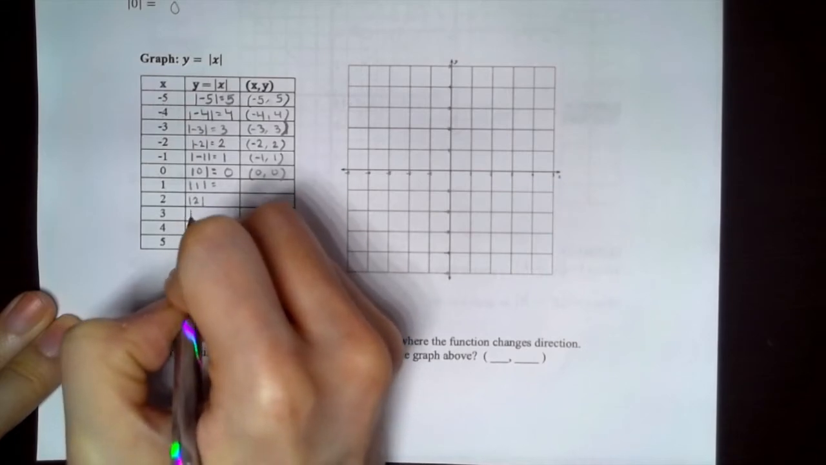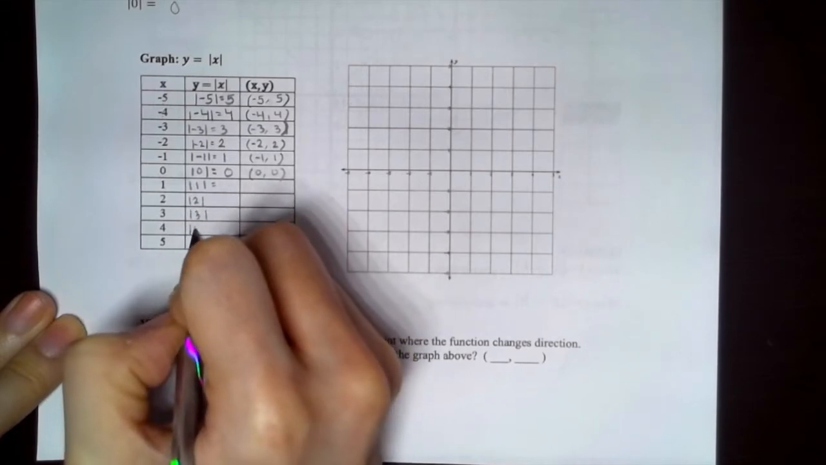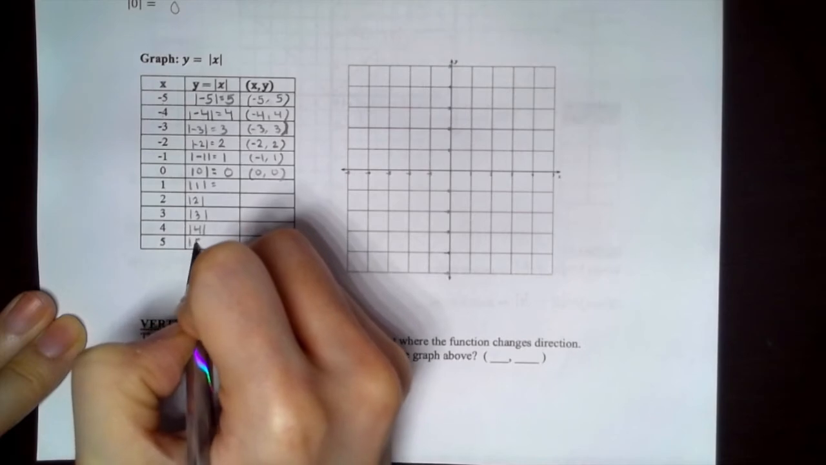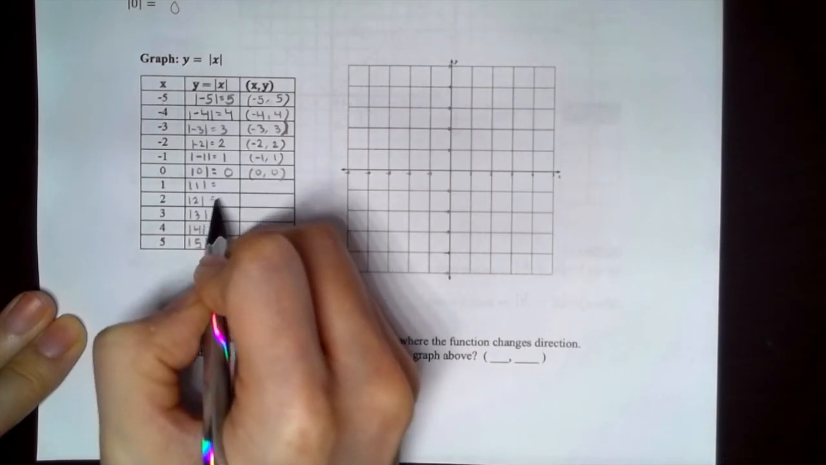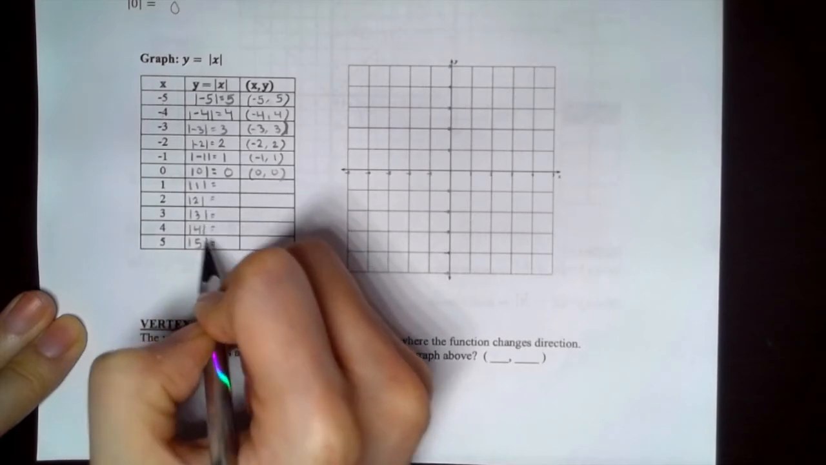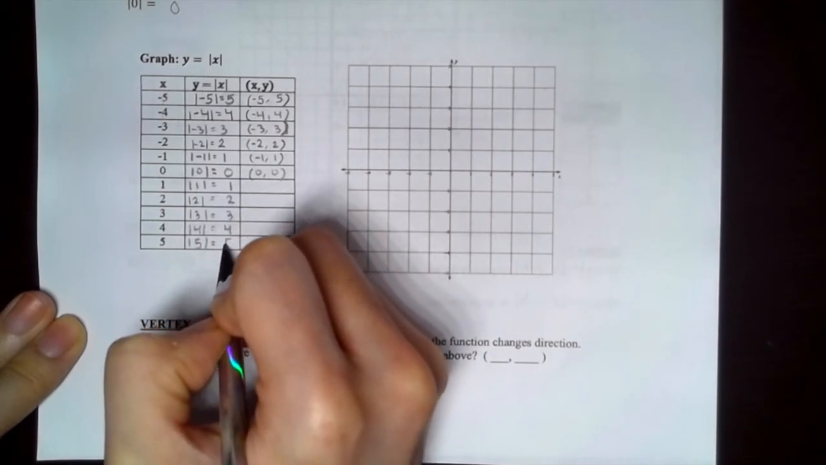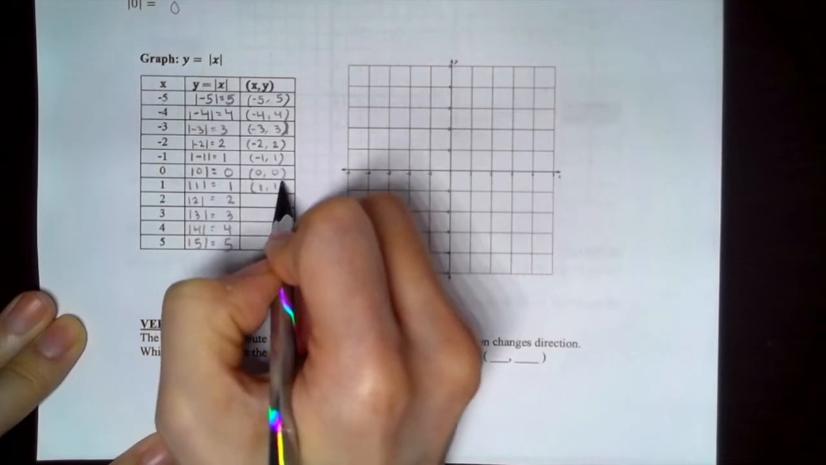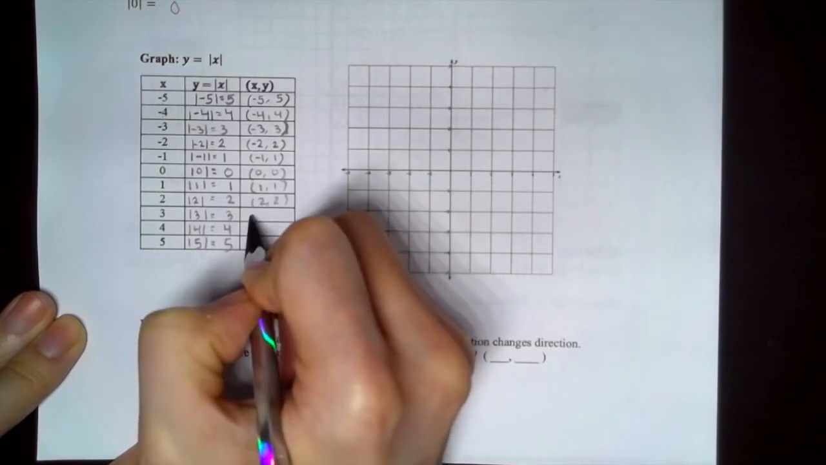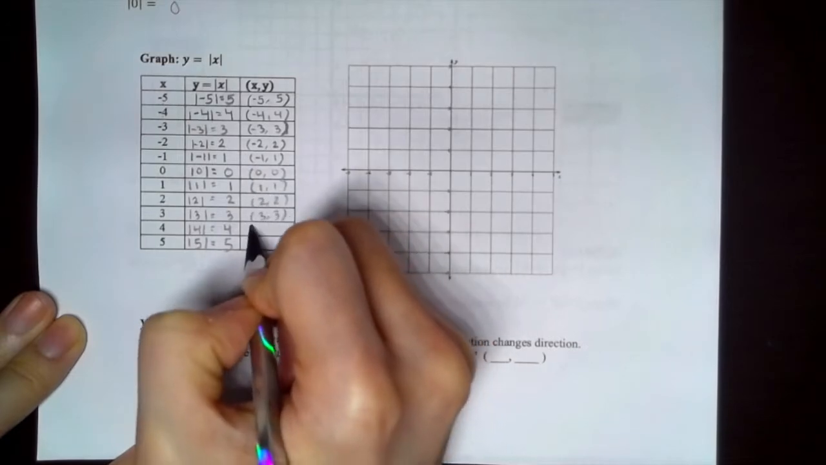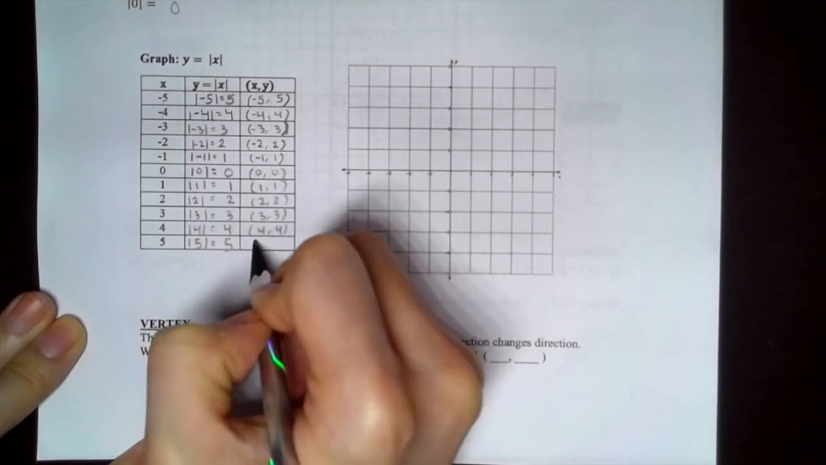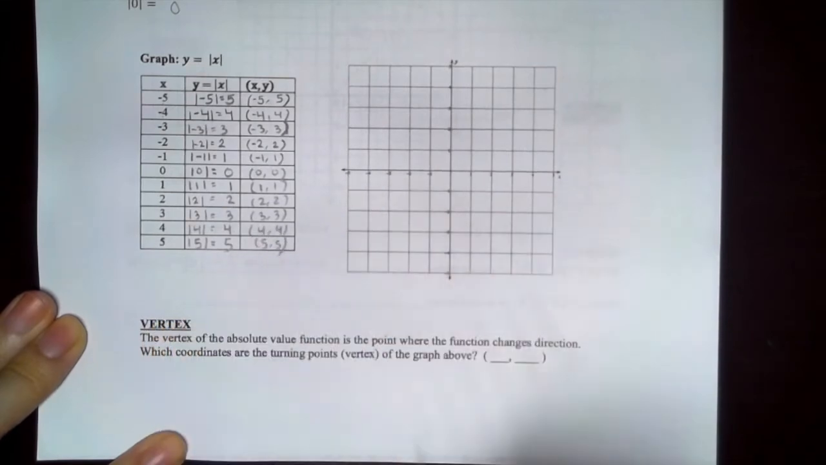Guys, you're supposed to complete it. If you cannot print it out, then you can copy everything down on your notebook. And when you come back to school, I'm gonna check your notebook. You're supposed to have everything. Alright? 1, 1, 2, 2, 3, 3, 4, 4, 5, 5.